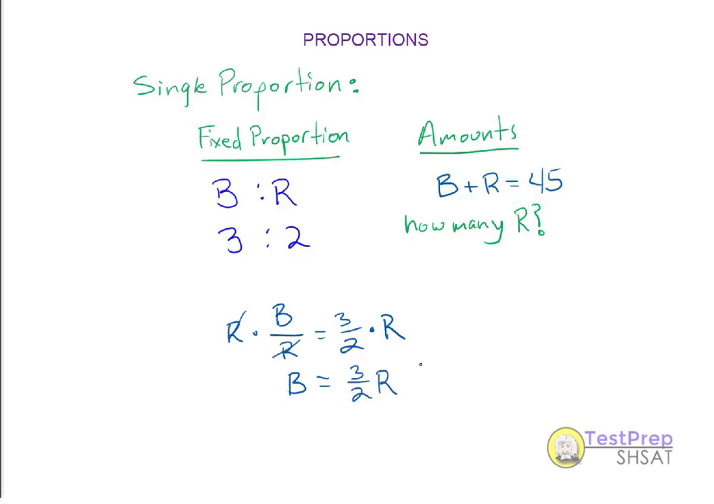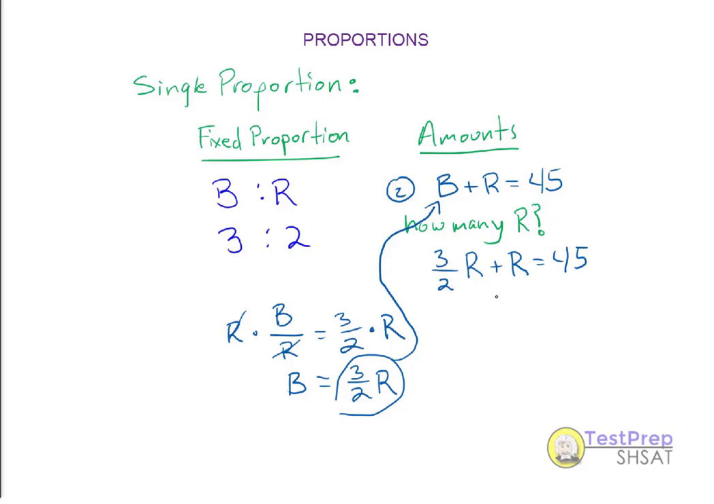Okay, well, it's not a numerical answer like before in the last case, but now I can use this with my second equation for the total amounts. B plus R equals 45. I know what B is in terms of R. I'm going to take that and substitute the other way for B in my total equation. B is really 3 halves R, plus R, equals 45. Now I have one equation, one variable I can solve.